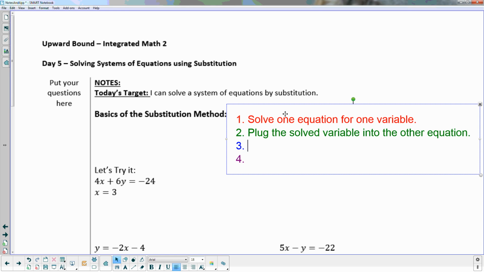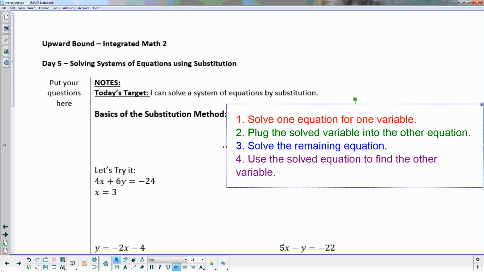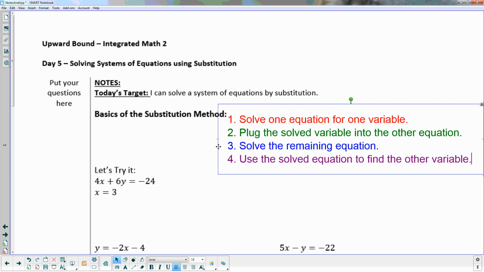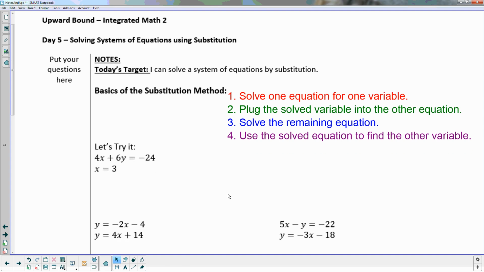Step 3 will be to solve the remaining equation. So at this point, we should get, at the very least, one of our variables equaling a number. And then lastly, use the solved equation to find the other variable. Okay. So those are our 4 basic steps to using the substitution method. Let's go ahead and give it a shot on a couple problems now.